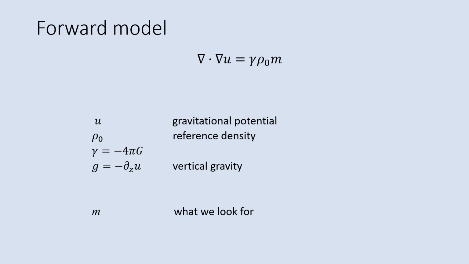Any inversion method has a forward model, and for our case, it is the relationship between gravitational potential U and density, represented here by ρ0 m. ρ0 is just a reference density. It can be defined to be 1 in the subsurface and 0 in the air layer. Alternatively, it can include depth weighting, which varies ρ0 with respect to depth in the subsurface. Our objective is to find m.